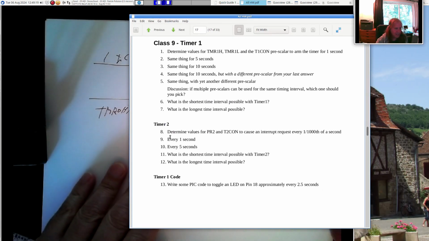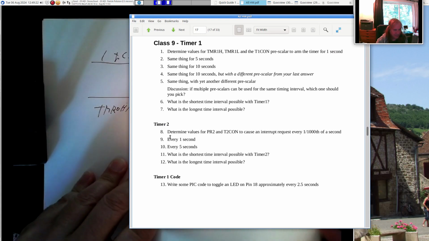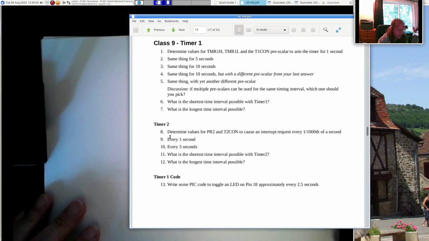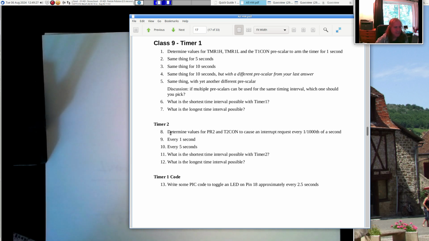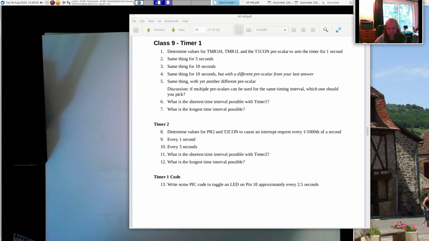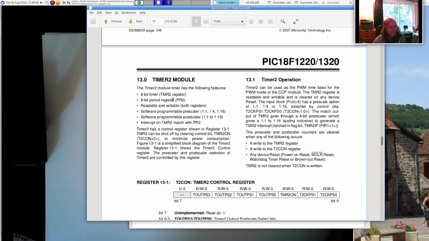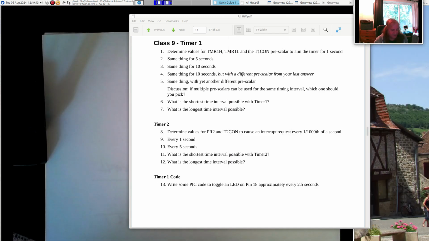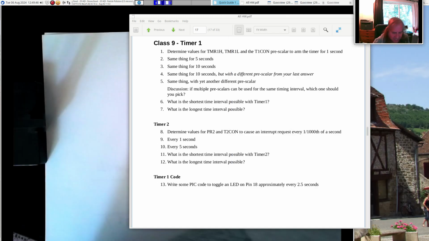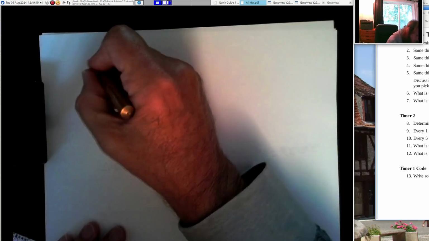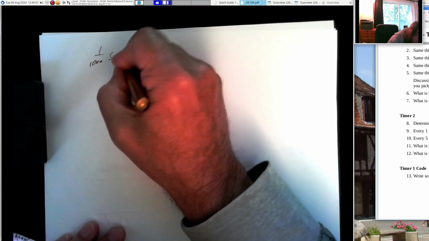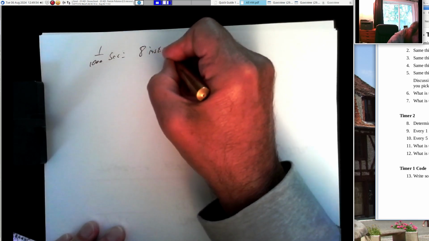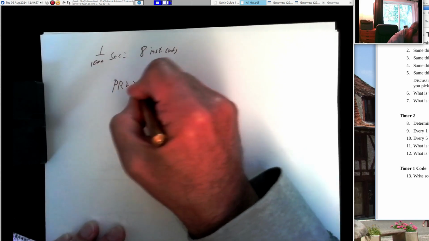All right, and then on the timer 2 questions, timer 2 works differently because it counts up. It starts at 0 and it counts until it reaches the value of PR2. So if we want an interrupt every 1,000th of a second, what do we have to do? Well, timer 2 is an 8-bit timer, so we can only count up to 255 and request an overflow then. So if we want an interrupt after 1,000th of a second, that's 8 instruction cycles. So we can set PR2 to 8.